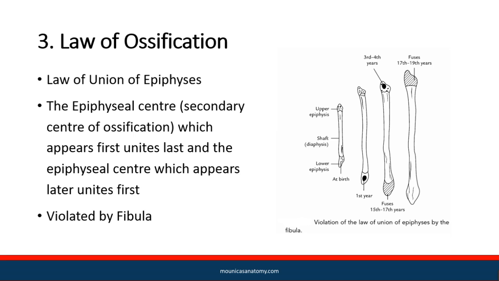Law of ossification, also called law of union of epiphysis. The epiphyseal center or secondary center of ossification, which appears first, unites last, and the epiphyseal center, which appears later, unites first. This law is violated by fibula, where the epiphyseal center for the lower end appears first and unites first, and for upper end appears later and unites later.